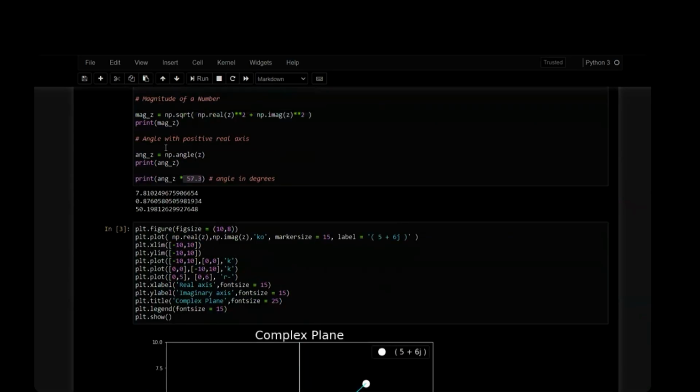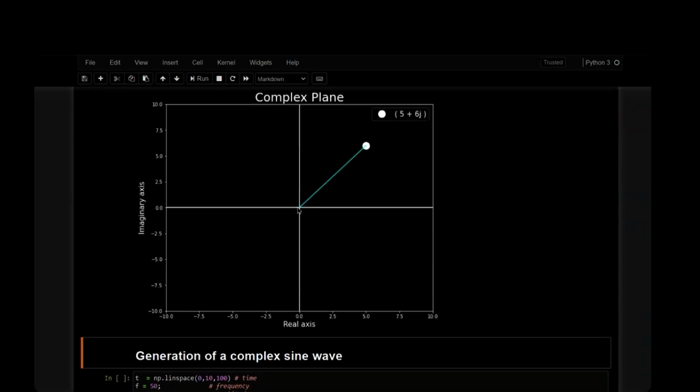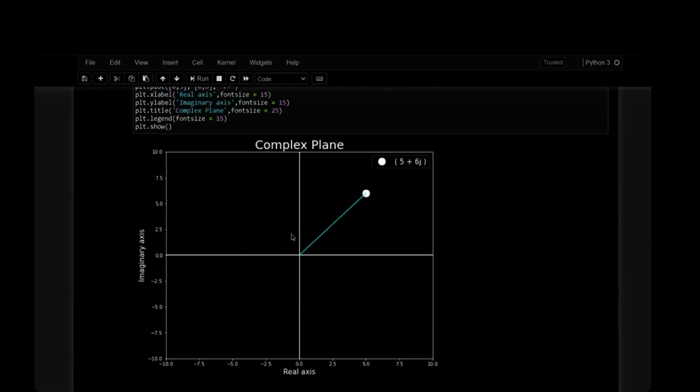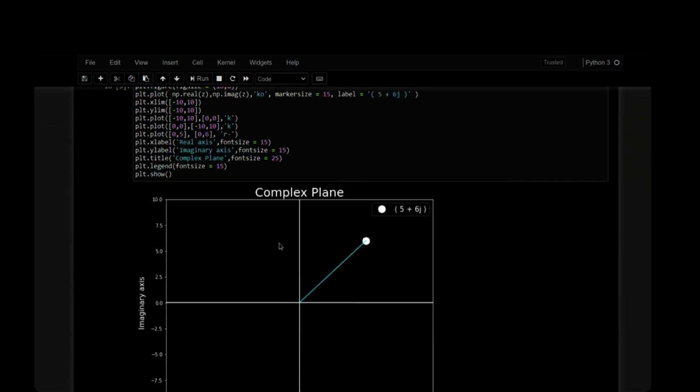Now, we can visualize these values on a complex plane. Running the next cell, we see our complex number 5 plus 6j. The red line represents the magnitude of the complex number, which we calculated as 7.81. The angle of the complex number with the positive real axis is approximately 50 degrees, slightly larger than 45 degrees.